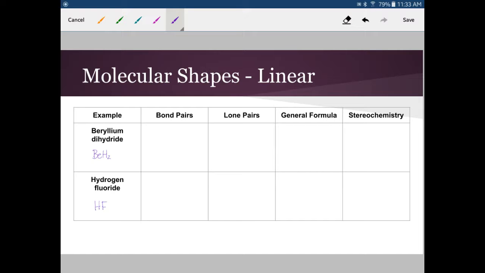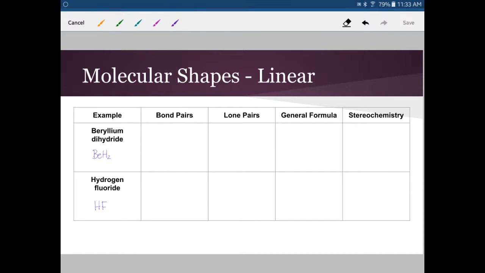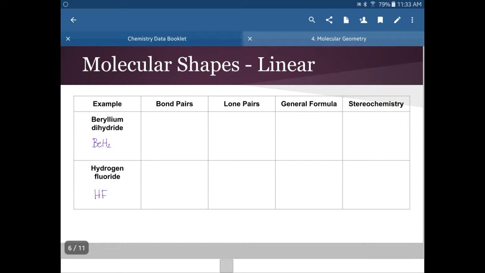Now, I have two examples here because there are two general formulas for our linear shape, but I'm going to go through each example individually and we'll make a little bit more sense of this. So if we were to draw out our Lewis diagram for beryllium dihydride, we might need to take a look to see how many valence electrons beryllium and hydrogen have.